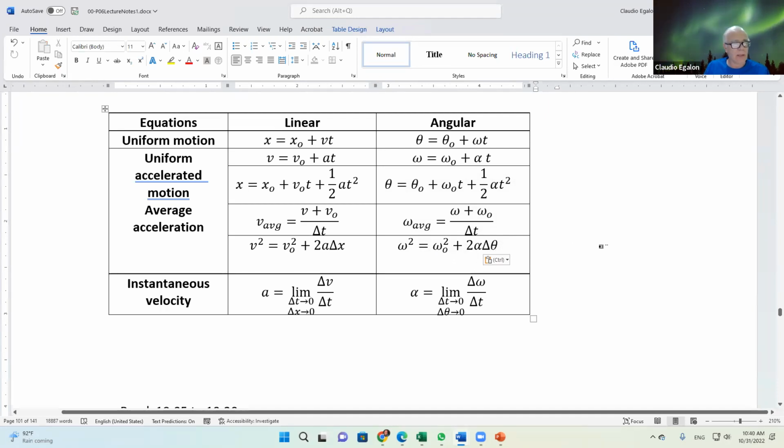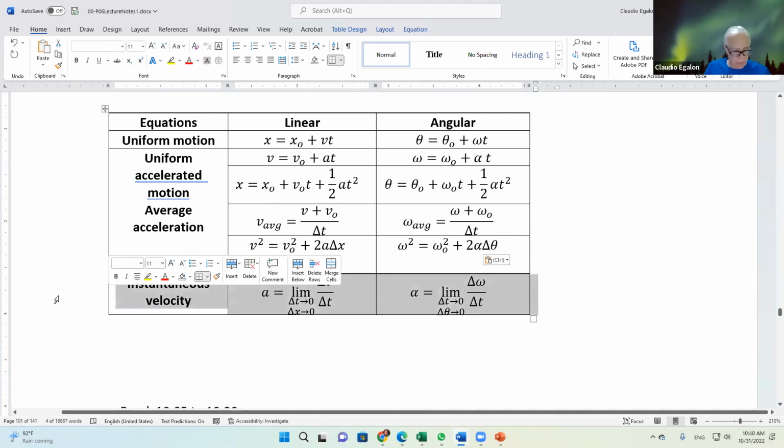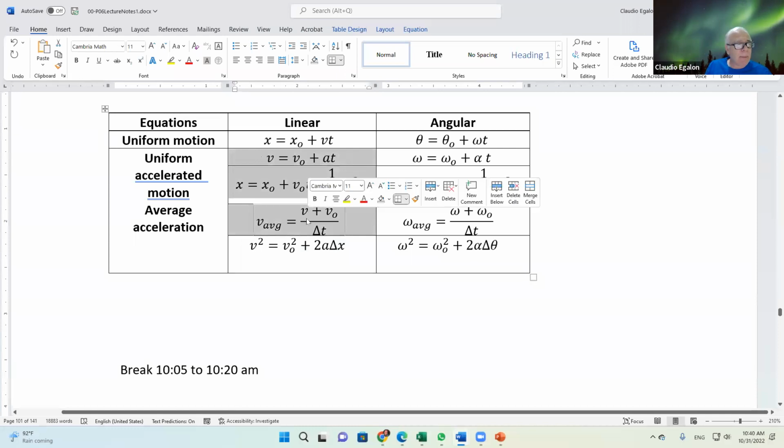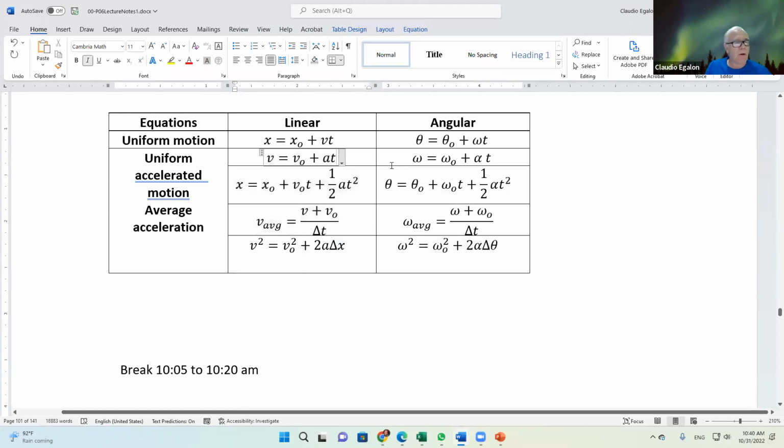So those are the four equations that you have to know. We have only three independent equations, whereas this one is a dependent equation, the equation that depends on those two here, okay? Again, only three independent equations for uniformly accelerated motion.